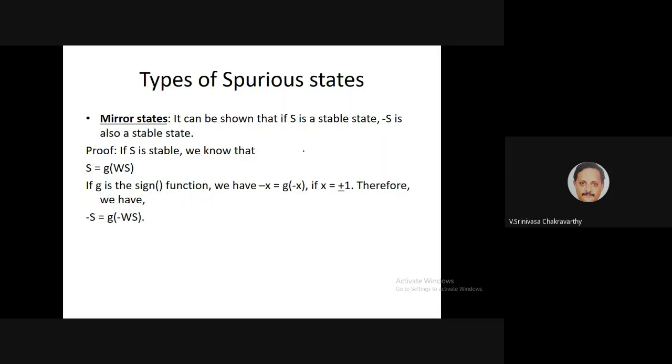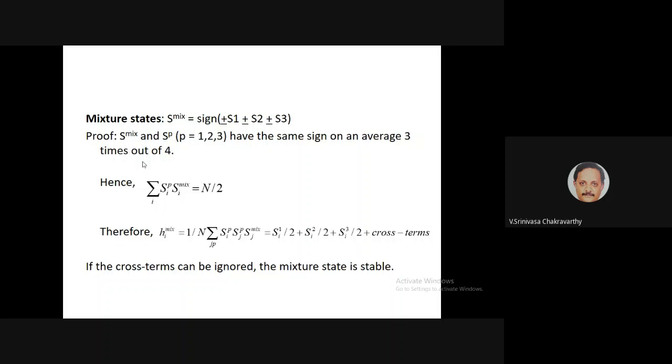Why is that? We can easily see this. If S is stable, we know that S equals G of WS. Sorry, I'm using notation G here; G and sigma are the same, both mean the signum function. Sorry about this change in notation. If instead of S, we put minus S, since G is the signum function, G of minus X is equal to minus G of X. So the minus goes out, and you get minus S on the left side. Basically, if S satisfies the equation, minus S also satisfies the same equation. It's quite trivial. So minus S also becomes stable, which we don't want, but that's a feature of this network.